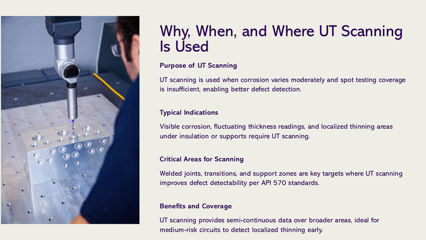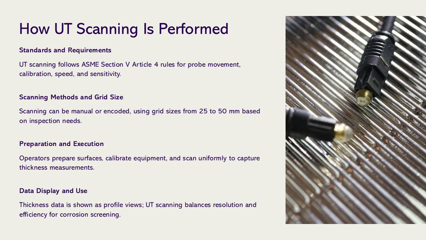UT scanning enhances detection capability by allowing inspectors to sweep a probe along defined paths or grids, capturing semi-continuous data. Its intermediate coverage makes it ideal for medium-risk circuits under API 581's RBI framework. Localized thinning can be captured before it progresses to a severity requiring full corrosion mapping. UT scanning techniques are described in ASME Section V Article 4, which sets requirements for probe movement, calibration, scanning speed, and detection sensitivity.